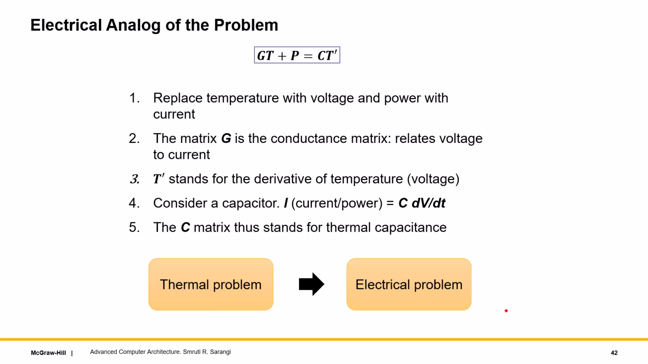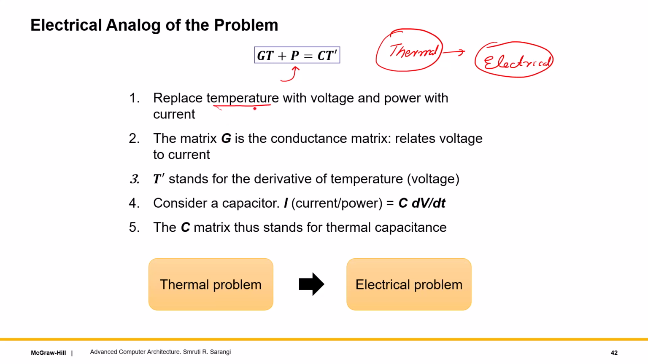So there is again a fun part over here. If you look at this equation again, we can convert it to an electrical analog, which basically means that the entire thermal problem can be converted to an equivalent electrical problem, and you can use a regular circuit simulator like SPICE to solve the electrical problem to actually get the analogous thermal values. We'll see in a second how.